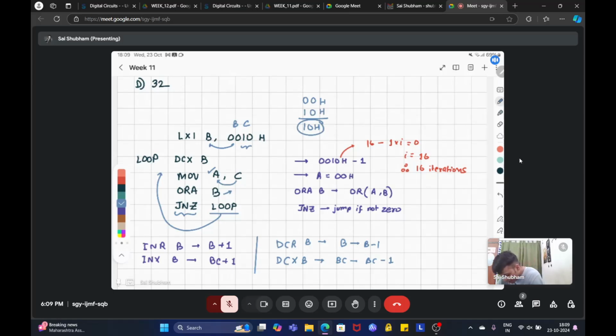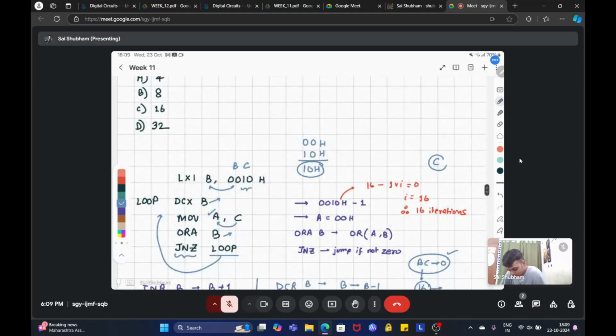So it will jump back again here, and the same instruction will be performed in iterations. Fine. So here you are decrementing B. So accumulator can go to 0 when the content of BC is 0, and the content of BC right now is 16. So it will take 16 iterations for it to get to 0. So the answer is C.